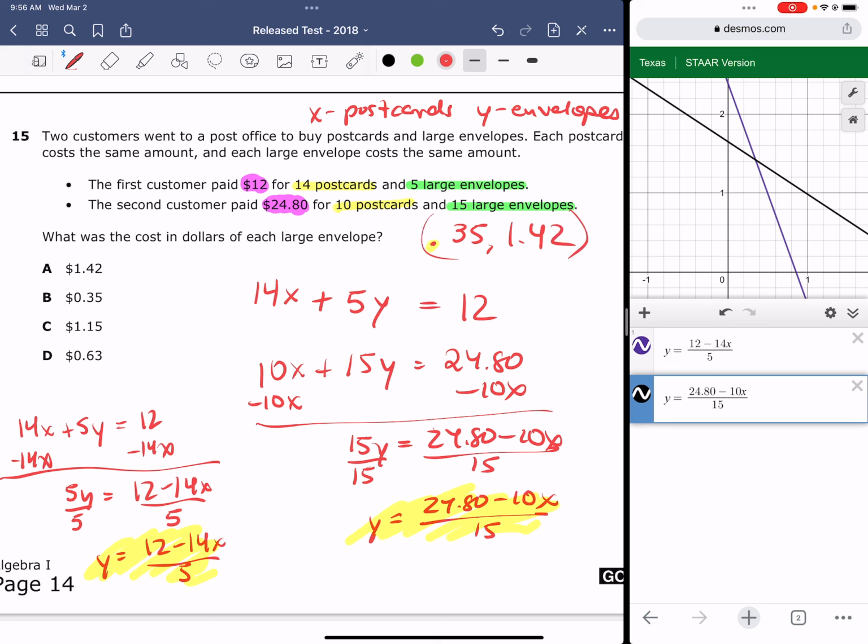Unfortunately, both of those are answer choices, and so we have to go back up and remember that X was postcards, Y was large envelopes, and this question wants large envelopes. And so the Y coordinate of our solution is going to be 1.42, which represents the cost of each large envelope.